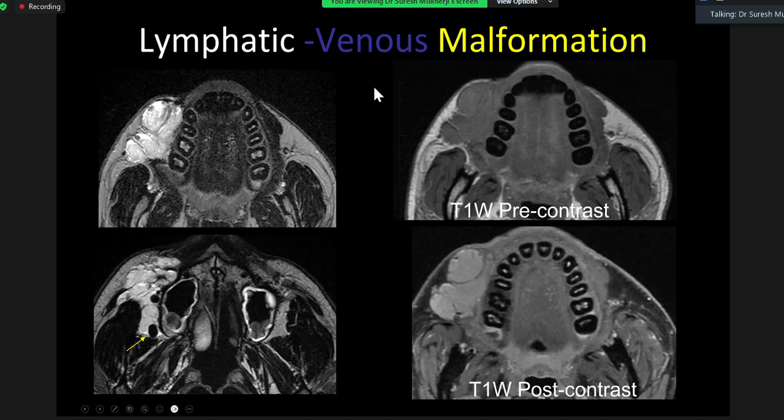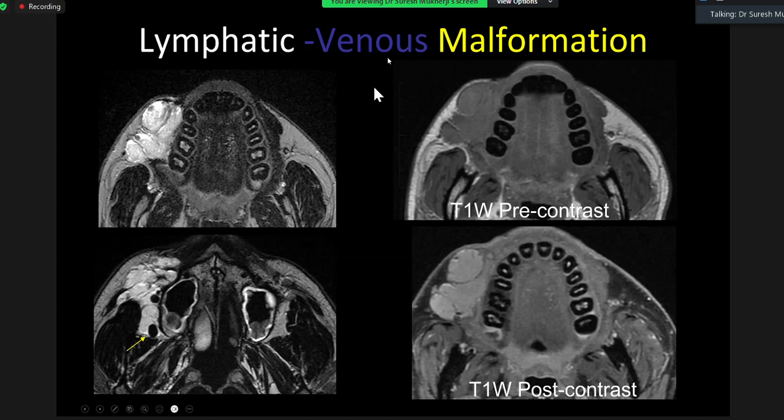When we look a little lower on the T2 weighted images, we can see the multiple phleboliths. One here is seen by the yellow arrow. And then when we look at the non-contrast T1 weighted images and with contrast, we can see this mass is actually involving the buccinator muscle as well. So now all of a sudden we've got the water balloons here that are indicative of the lymphatic component. We can see the phleboliths, which are indicative of the venous component, and then we can see involvement. Here's the normal buccinator muscle on the left side. Here we can see that involvement on the right side.